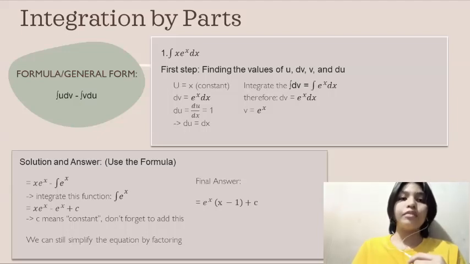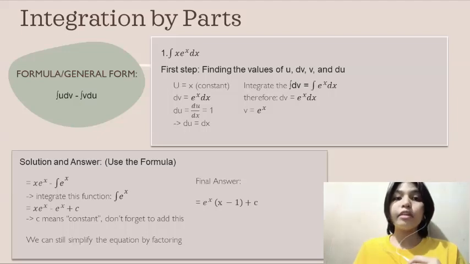Now that we have our values, it's time to find the answer. U multiplied by v is equal to x e raised to x, while the integral of v times du is equal to the integral of e raised to x dx.